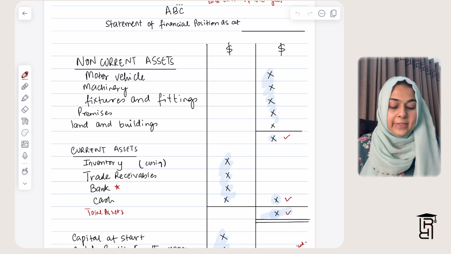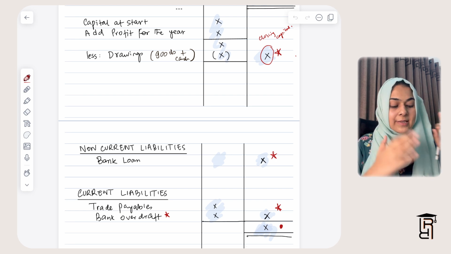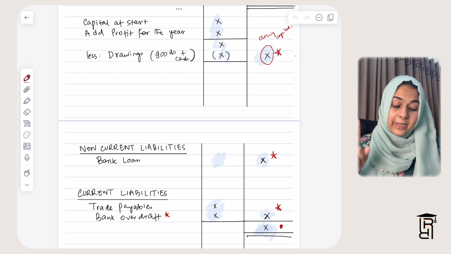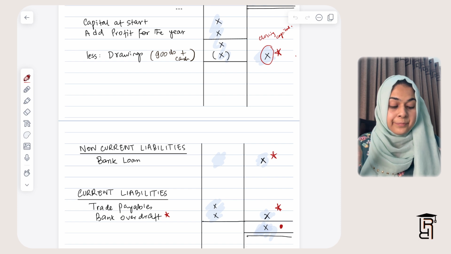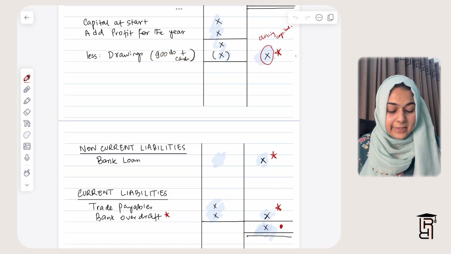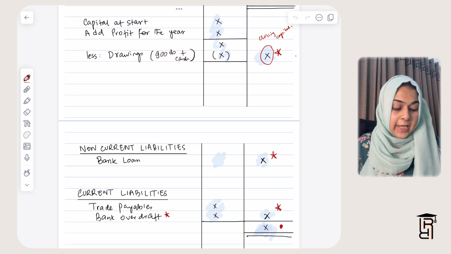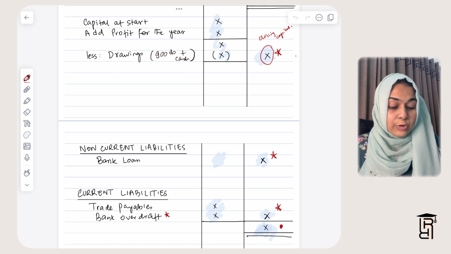And then for capital at start, add profits for the year less drawings, you always use the first column, because again, it's a proper formula. The final answer will be written in the second column. And then for non-current liabilities, because I just have one non-current liability, I'm directly using the second column. If I had multiple non-current liabilities like two loans, I would have used the first column, and then written the total in the second column. And then for current liabilities, again, I have multiple current liabilities, right? I have two current liabilities, so I'm using the first column, and then I will write the total in the second column. And this balancing figure: total assets should equal the sum of capital and liabilities.